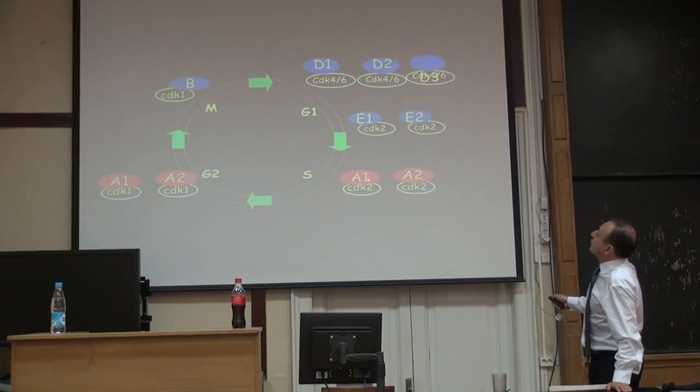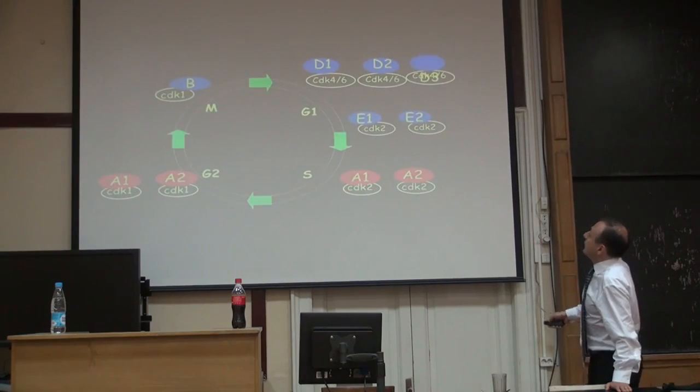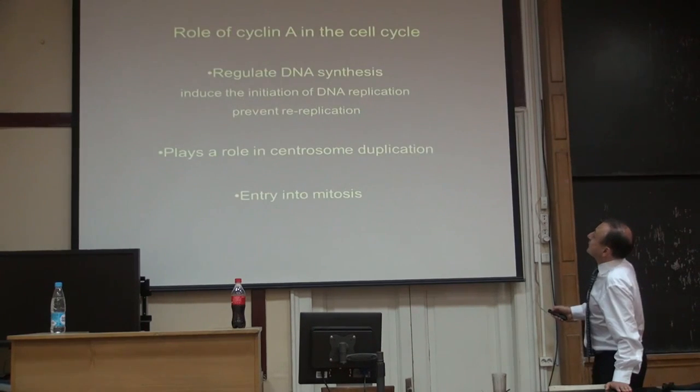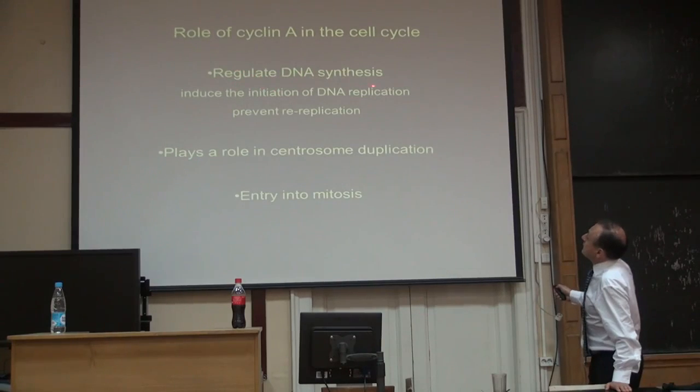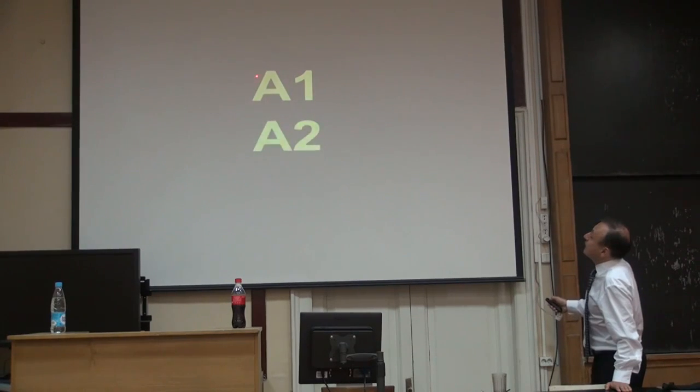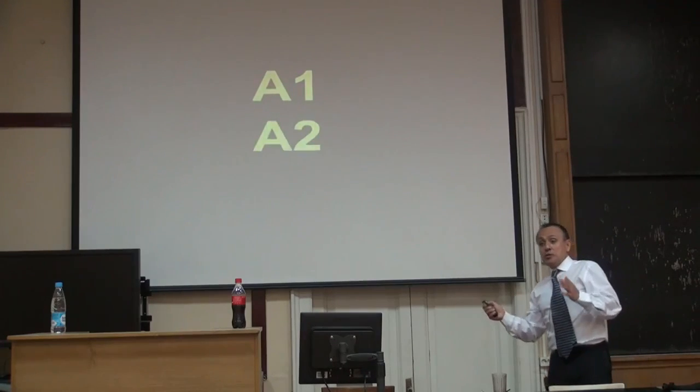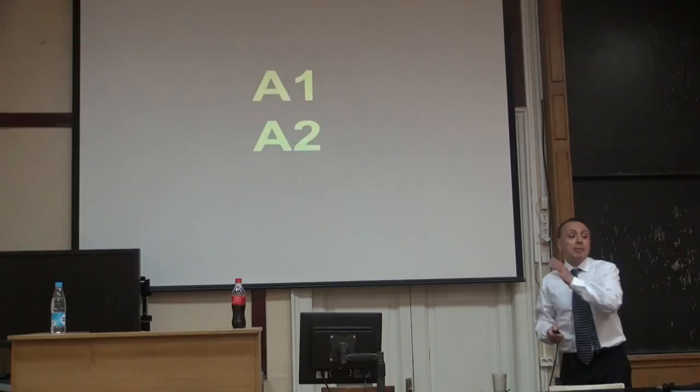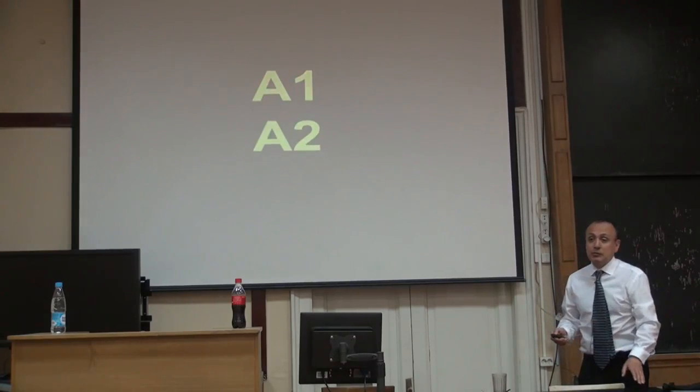People actually pointed out that unlike those G1 cyclins, which are like two families expressed in the G1 phase, this is the only cyclin that is present in the S phase. So it was shown to regulate DNA synthesis, induce initiation of DNA replication, and plays a role in centrosome duplication and entry into mitosis. And there are two A-type cyclins called cyclin A1 and A2, like D1, D2, D3, or like E1 and E2, but there's actually something different about those cyclins.